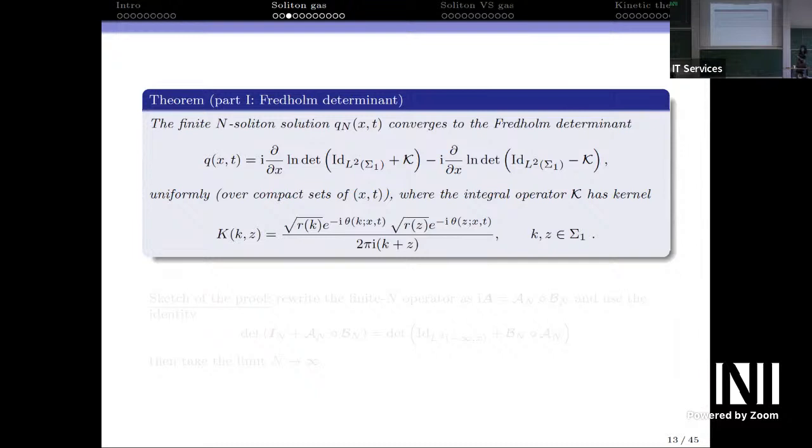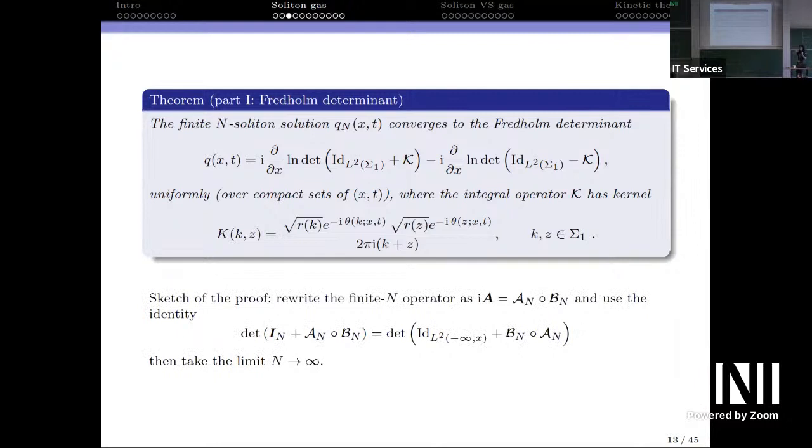So what is the sketch of the proof? Remember, we're starting from an n by n determinant, and we end up with a Fredholm determinant. So how do we take the limit? Well, we use a smart trick where we recast an n by n matrix determinant into a Fredholm determinant this way. It turns out that the matrix A can be written as a composition of two operators, and then we just exchange the composition of the operators. So here we already have a Fredholm determinant, and then we take the limit of the integral operator. This is just the idea of the proof.